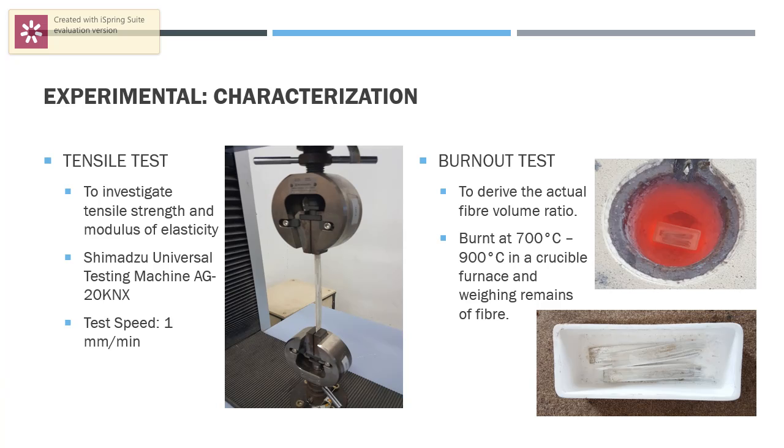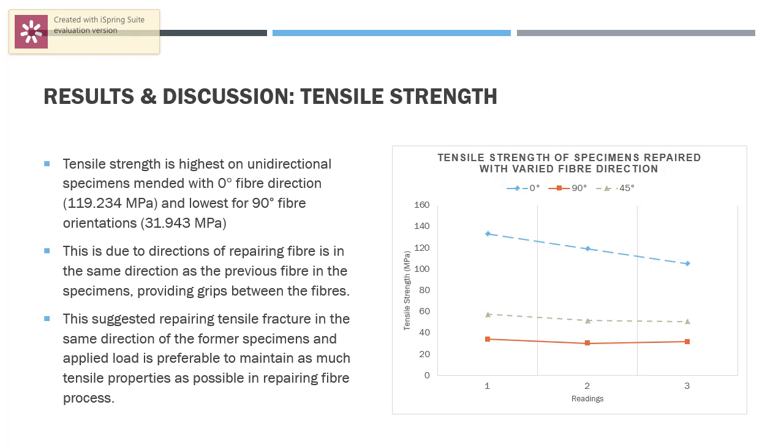Two tests were carried out for characterization of the repaired glass fiber polyester composite. A tensile test is carried out to investigate the tensile strength and modulus of elasticity of the materials, and a burnout test is to derive the actual fiber volume ratio after the repairing process is done on the original specimen. Results from the tensile strength are shown in the chart.